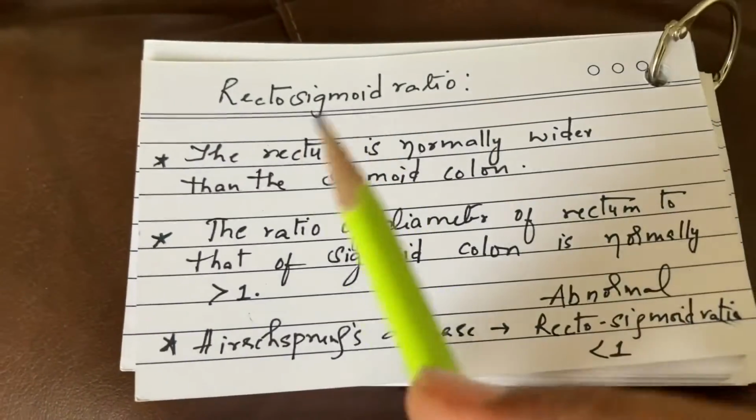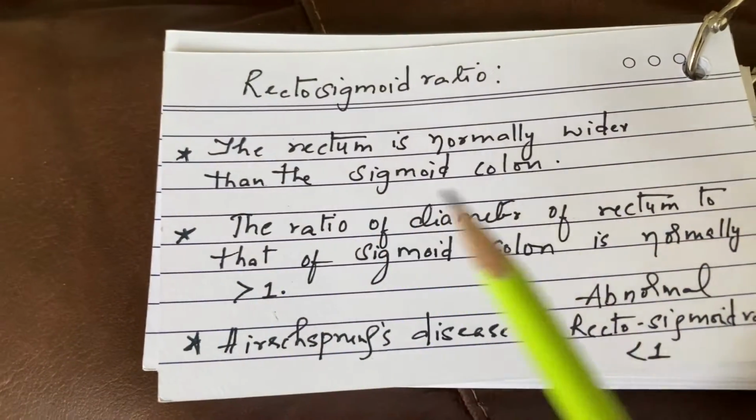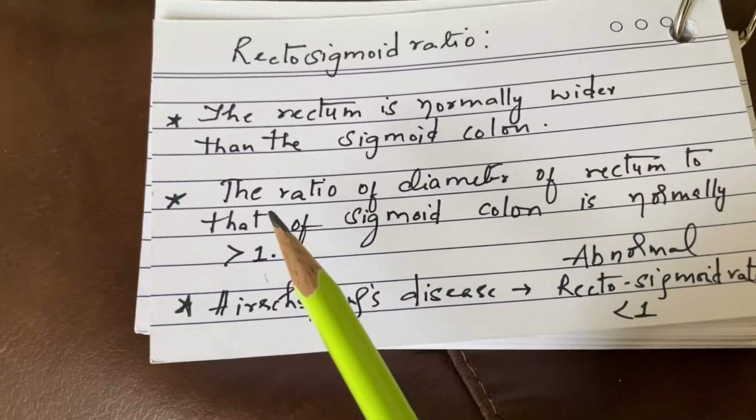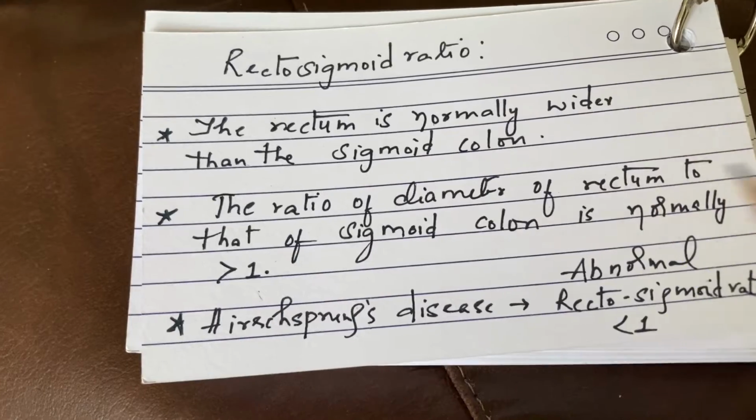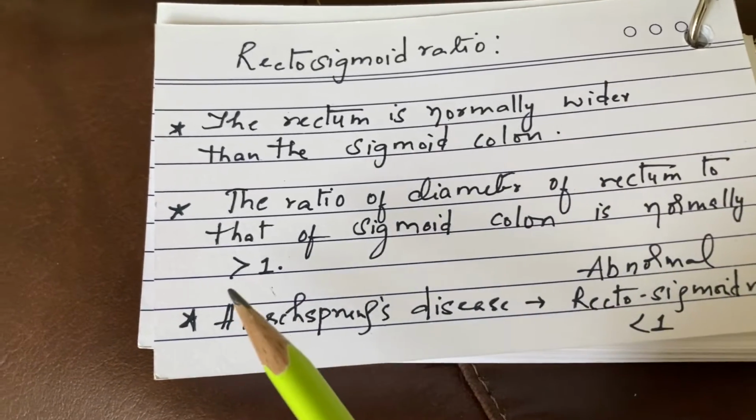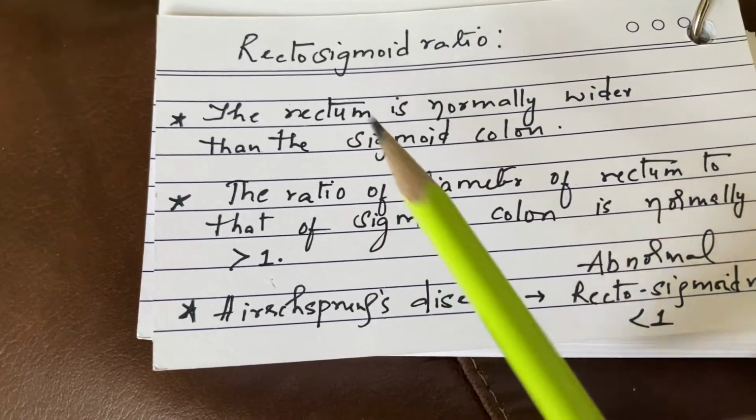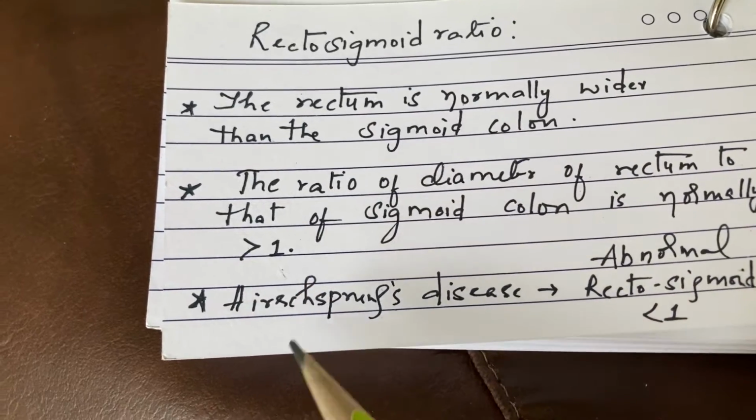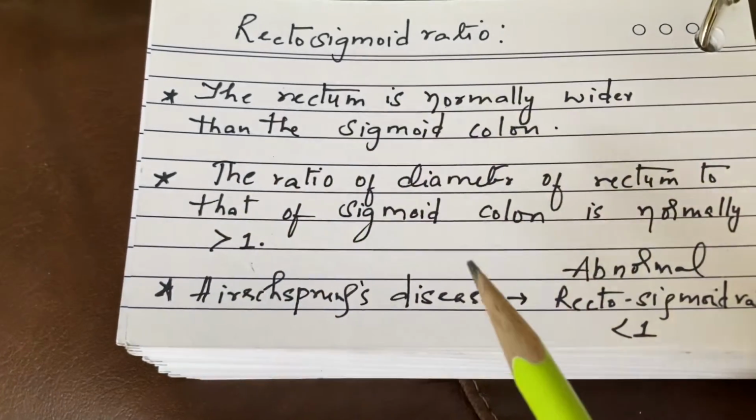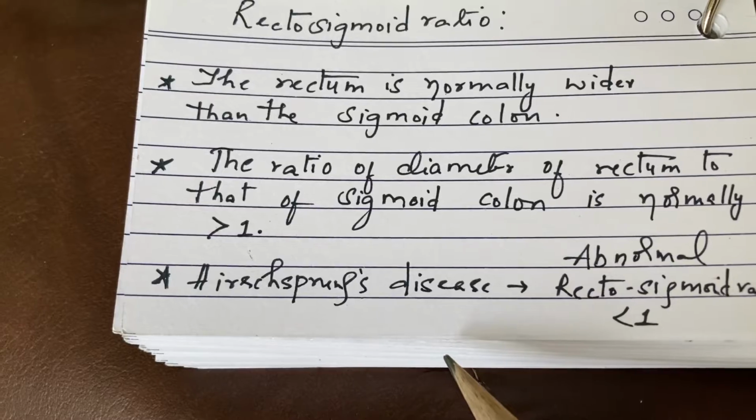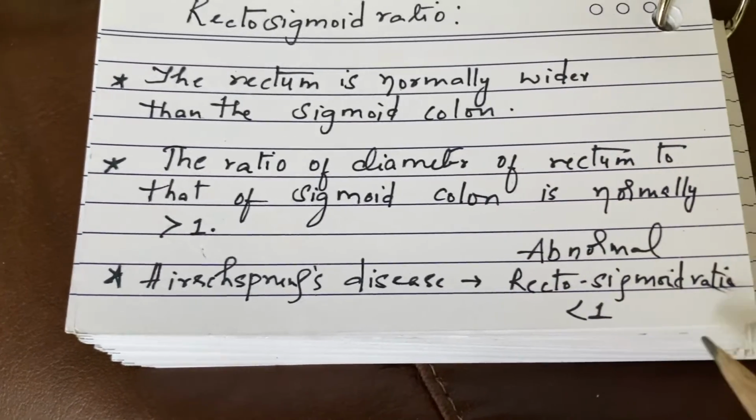This is the rectosigmoid ratio. The rectum is normally wider than the sigmoid colon. The ratio of the diameter of the rectum to that of the sigmoid colon is normally more than 1. If the rectum is wider, the rectosigmoid ratio will be more than 1. In Hirschsprung disease, mostly the rectosigmoid region is involved. The rectum will be narrower than the sigmoid, so the rectosigmoid ratio will be less than 1.